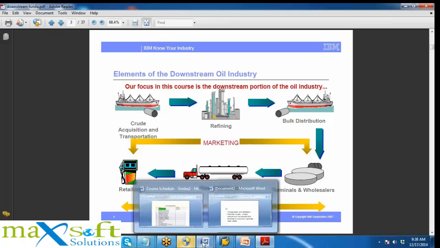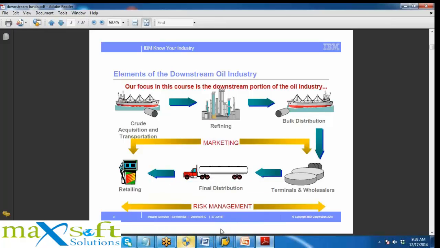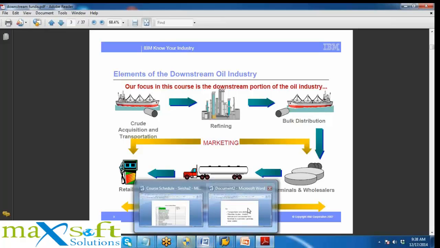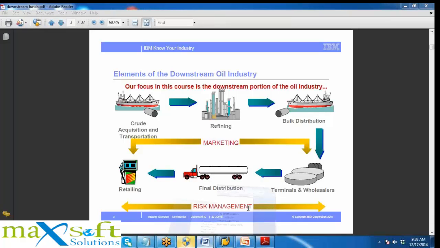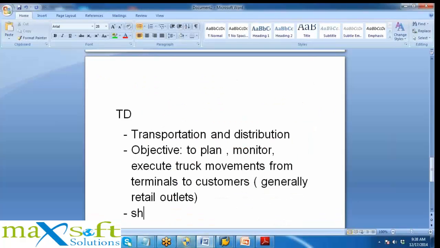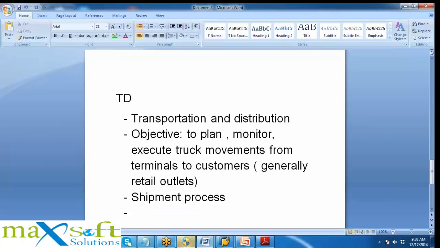If you are already aware of some topics in SAP, you might have heard of a term called shipment process. If you work in the SD module or MM module or any other industry, they have a term called shipment process. Exactly, this shipment process is what is taken care of by TD in ISIL.